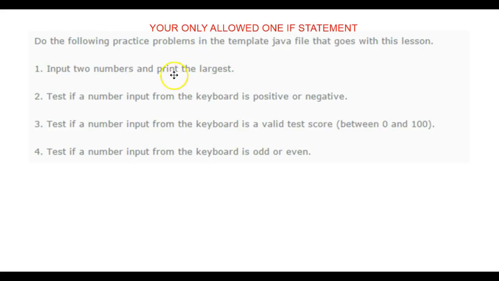So, there is a practice assignment here. And you can do it in the template problem. You're to input two numbers and print the largest. You're to test if a number input from a keyboard is positive or negative. You're to test if an input from a keyboard is a valid test score between 0 and 100. You're to test if an input from the keyboard is even or odd. You're only allowed to do this in one if statement. Not all of them is one if statement. Each one of them can only be one if statement.